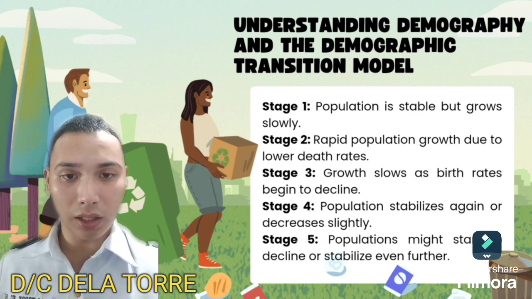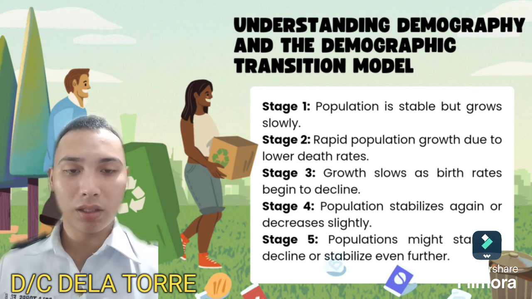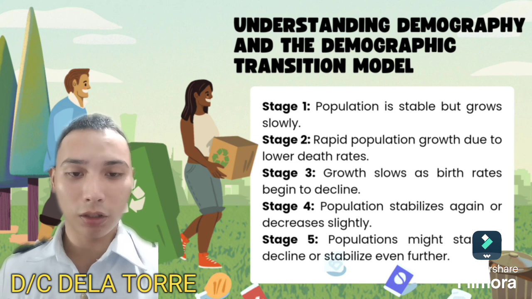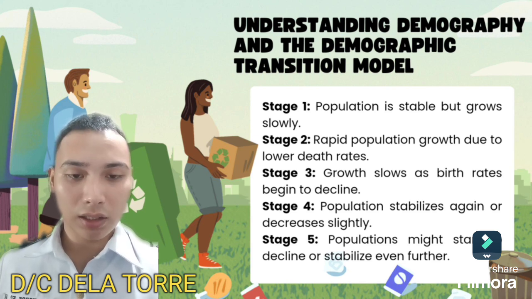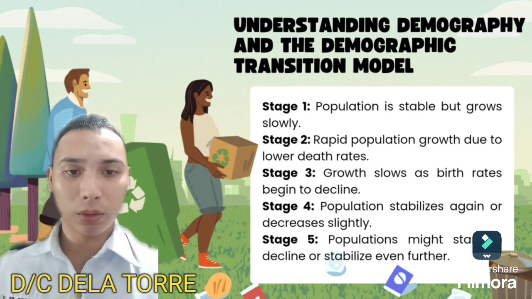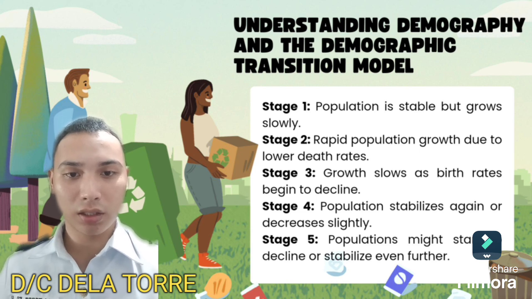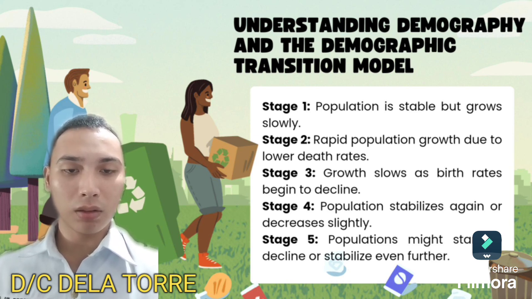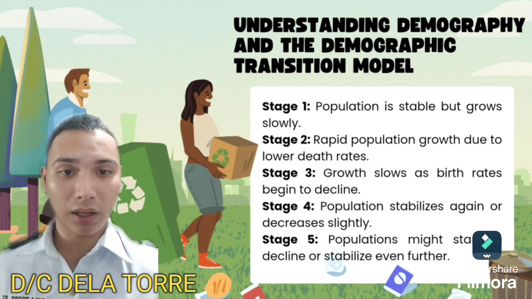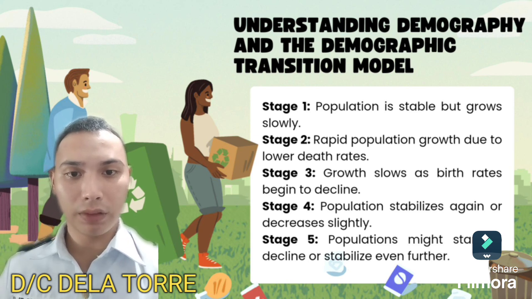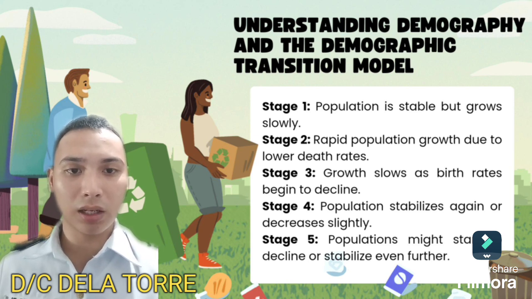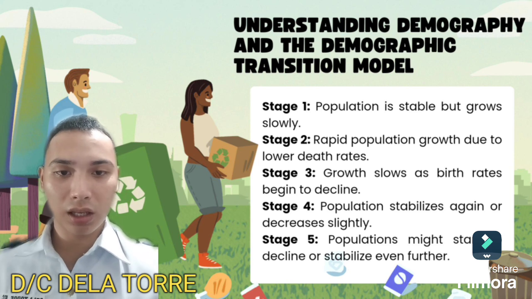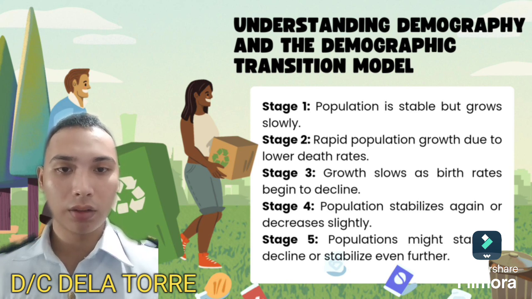The first stage is where the population is stable but grows slowly. Second stage, rapid population growth due to lower death rates. Third stage, growth slows as birth rates begin to decline. Fourth stage, the population stabilizes again or decreases slightly. And the fifth stage, the population might start to decline or stabilize even further.